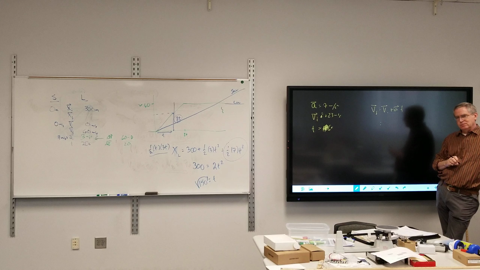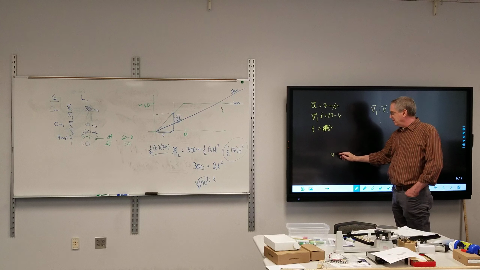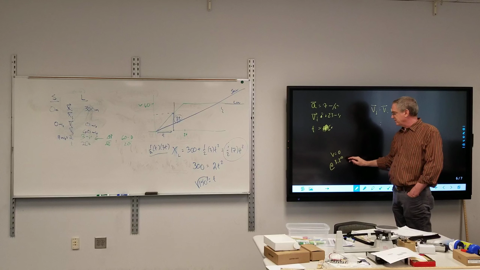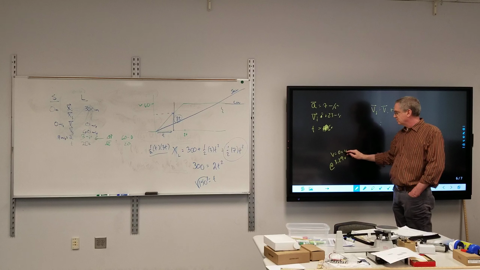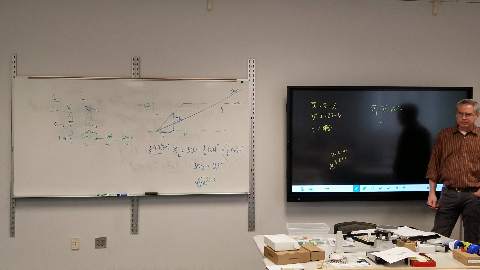The car hits 0 for final velocity at 3.29 seconds. Okay, I know that. So V equals 0 at 3.29 seconds.